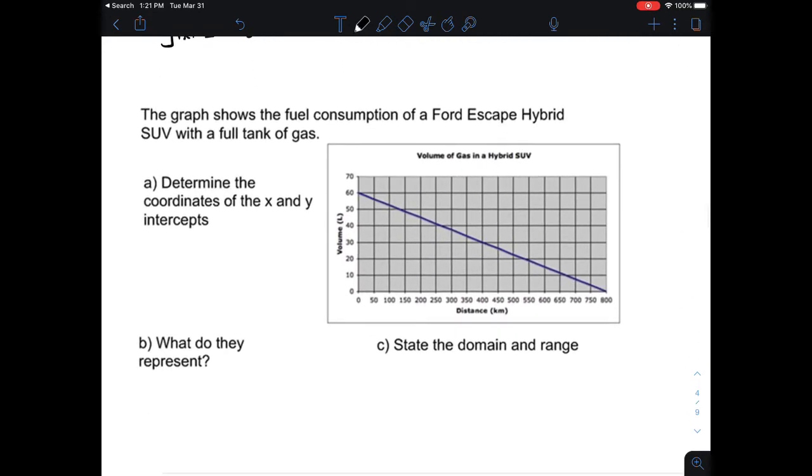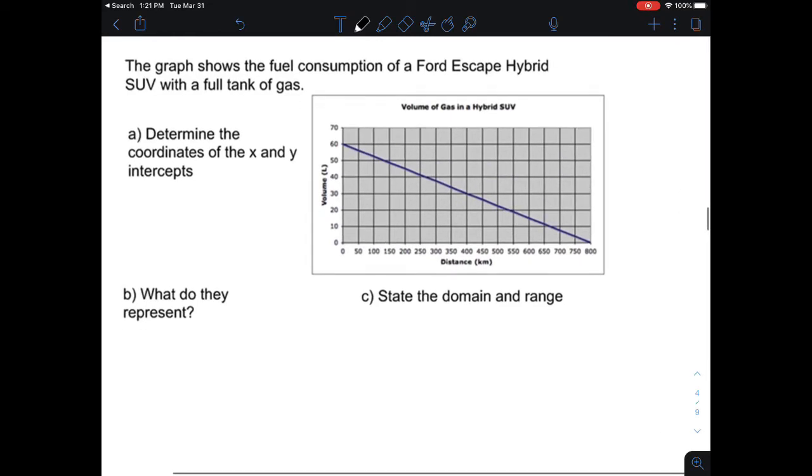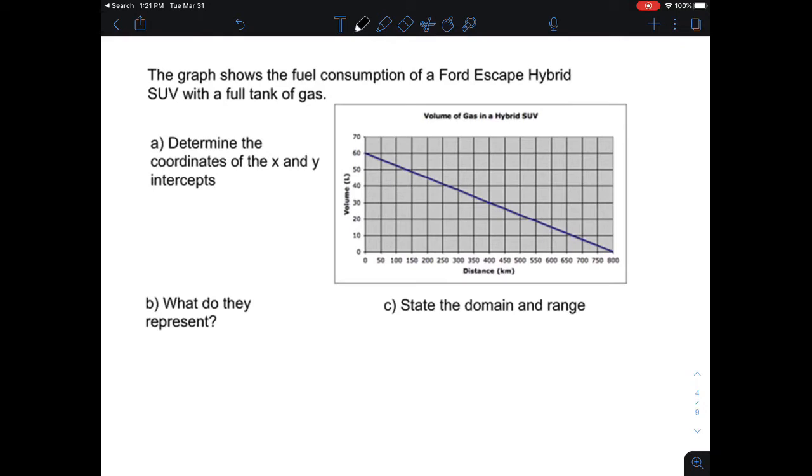Okay. Here's another one. This is about fuel consumption of a Ford Escape hybrid SUV with a full tank of gas. So on the x-axis, I have distance, the distance traveled. And on the y-axis, I have volume of gas in the tank. So maybe this would be a good point for you to pause, determine the coordinates of the x and y intercepts, tell me what they mean in this context, and then also try and state the domain and range.